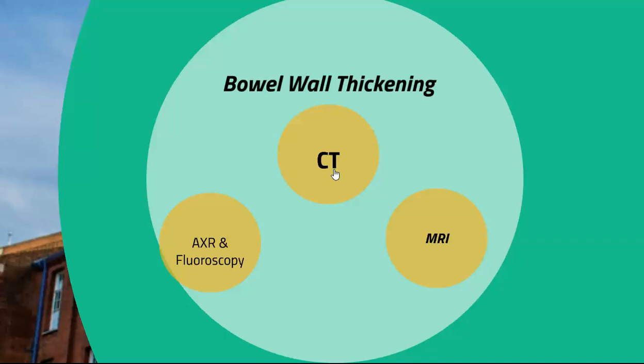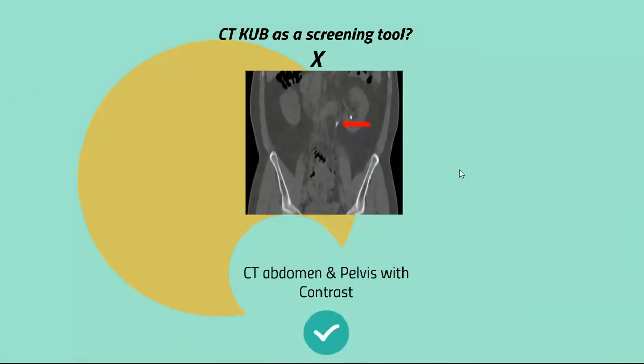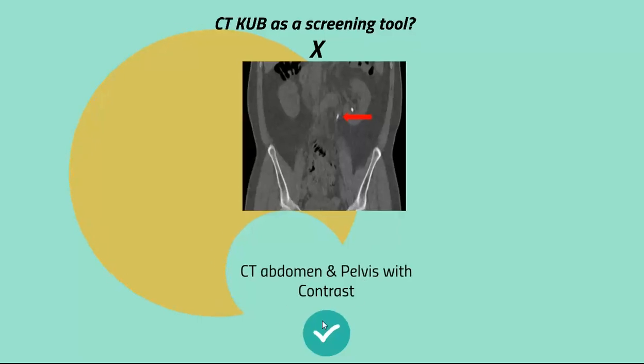CT has a much more useful role in bowel wall thickening. I do not support the worrying trend of requesting a non-contrast CT or a CT-KUB if you suspect GI pathology. In some places it is seen as a screening tool for abdominal symptoms, but without intravenous contrast we will miss important pathology, as we will not be able to assess hypo or hyperperfusion of bowel and solid organs. If you are concerned about GI pathology, request a CT abdomen and pelvis with contrast.